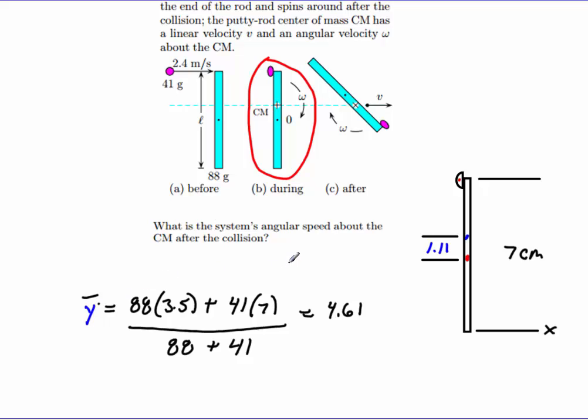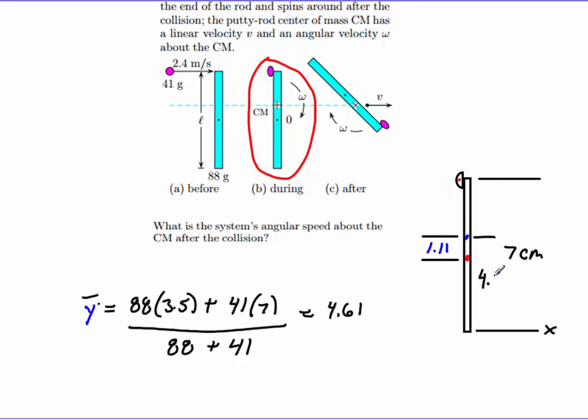So your initial center of mass would be in red, right? Yes, the red is the center of mass of just this piece here, and this red is the center of mass of the putty. The new center of mass for the system is the blue, and we're treating the putty as a single point. So how did we get 1.11? It's 4.61.